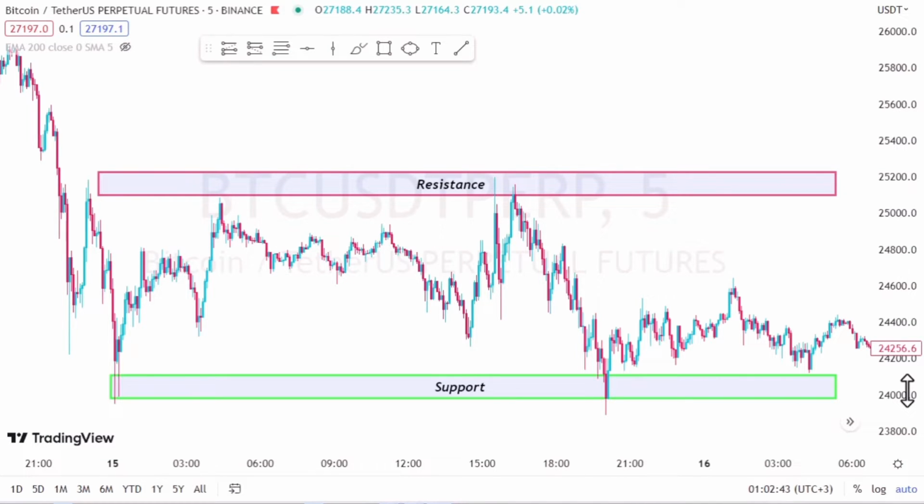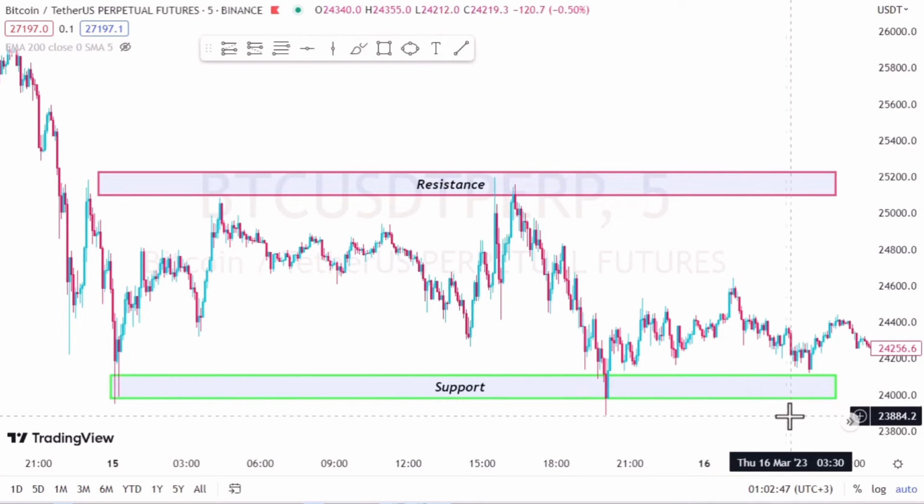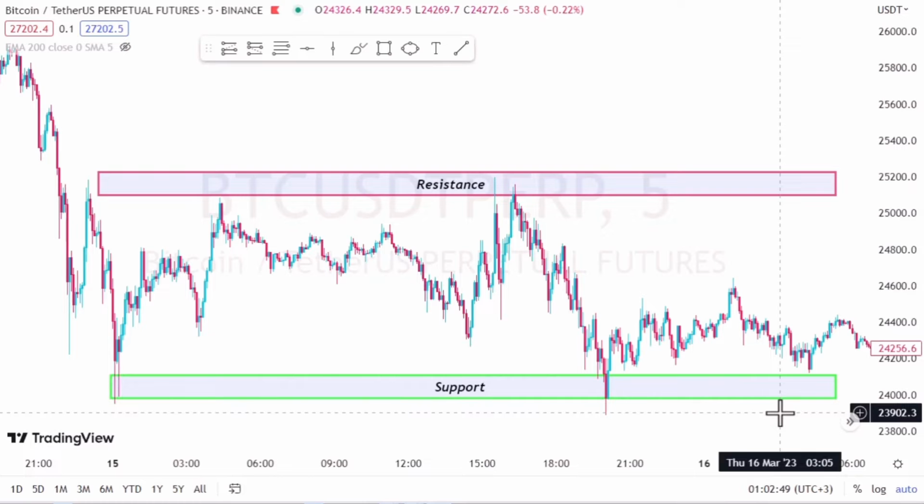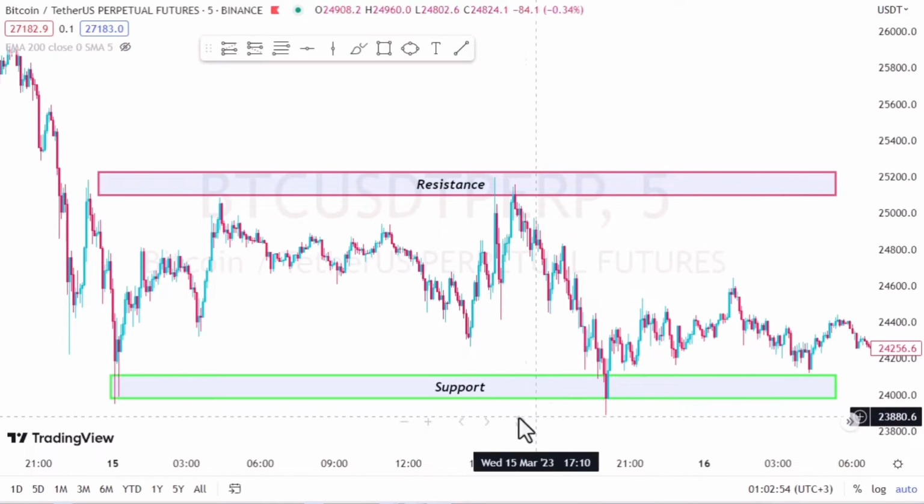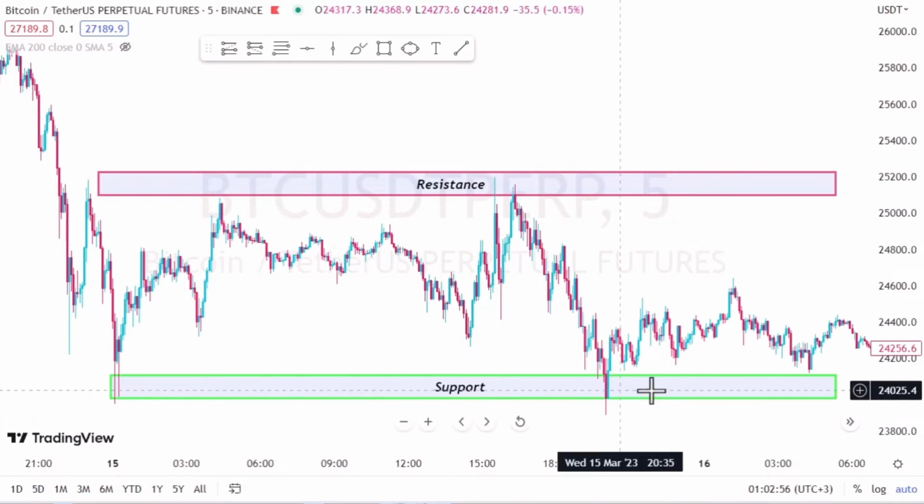But before getting into the patterns, we need to get to know some definitions. First is support and resistance areas. What is a support and resistance area? We're going to talk a lot later on, but for now, we only need to know there are some places which the price has some reactions to.